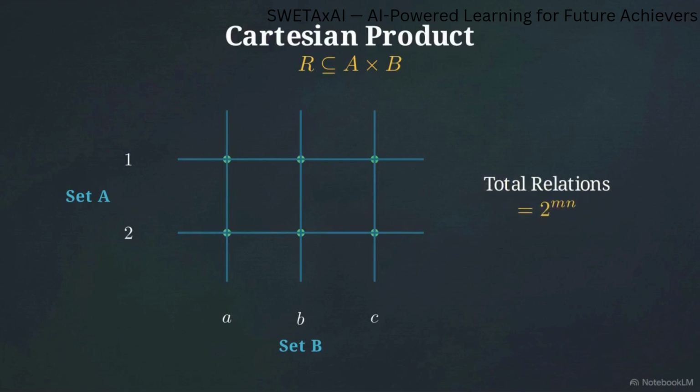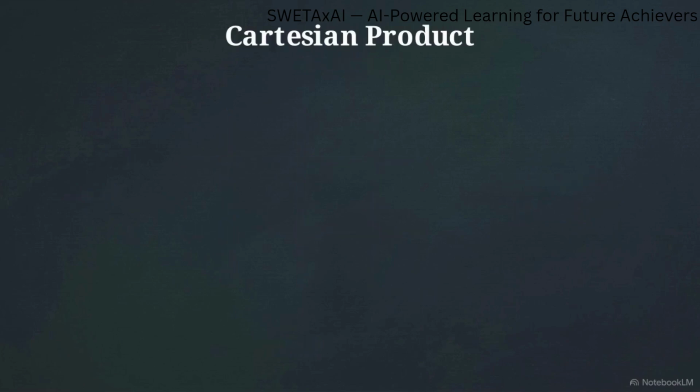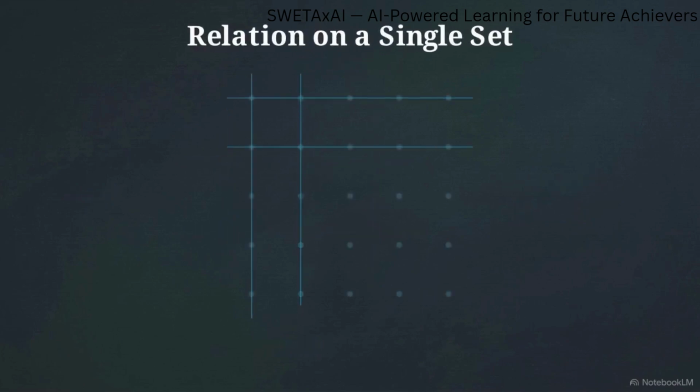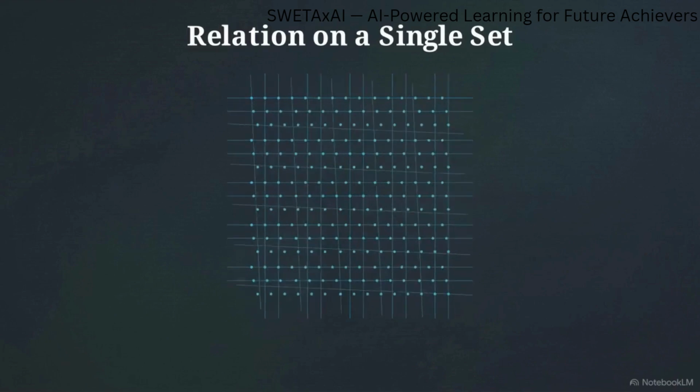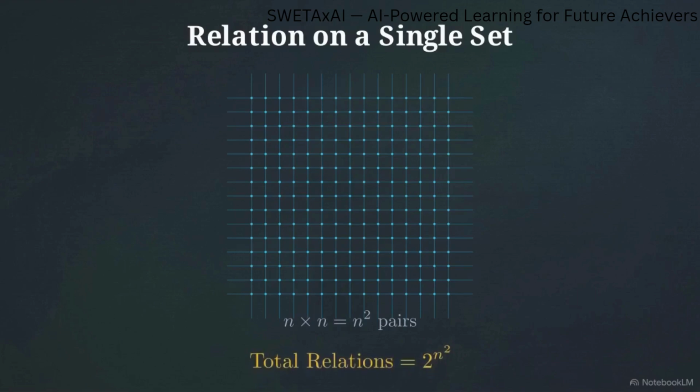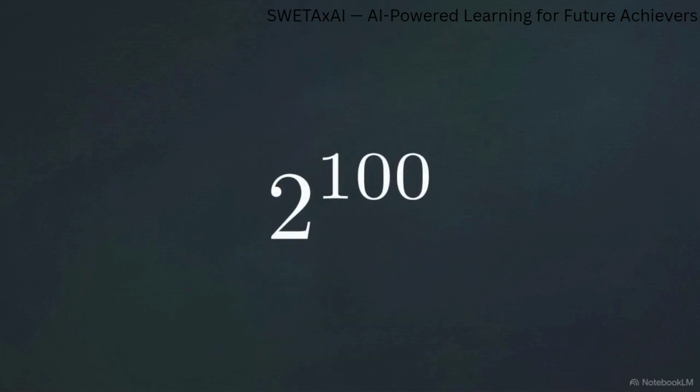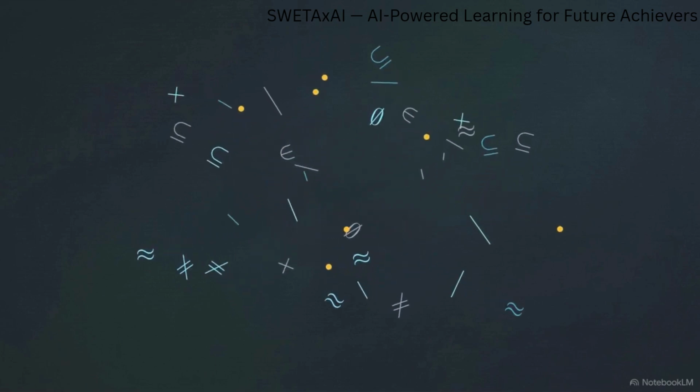Each of the 6 coordinate pairs in our grid operates as an independent switch, flipping on and off. With 2 possible states per pair, the total unique relations generated is 2 to the power of mn. For our grid, 2 to the 6th yields 64. This number scales rapidly. If you are building a relation on a single set of n elements, the total number of possible relations explodes to 2 to the power of n squared. With a set of just 10 elements, you are looking at 2 to the power of 100 potential combinations.